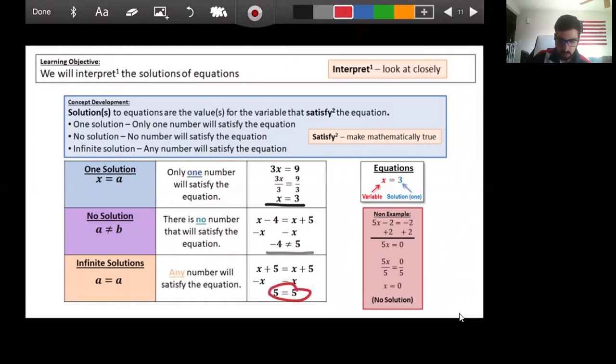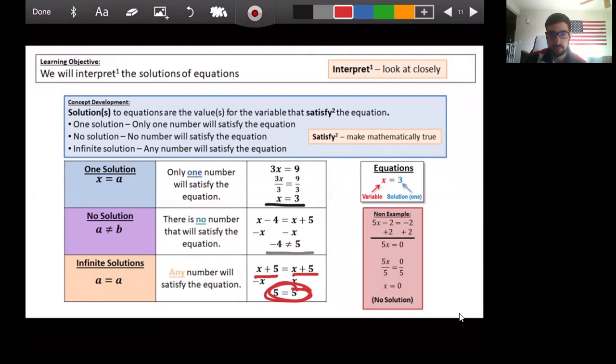So infinite solutions. This is where you get a constant equals a constant. So 5 equals 5. That is true. You notice the equations are also the exact same on both sides. So no matter what you plug in for x here, it'll be true. If I plug in 2 for x, 2 plus 5 is equal to 2 plus 5. Is that true? Yes. If I plug in 900, 900 plus 5 equals 900 plus 5. Is that true? Also yes.